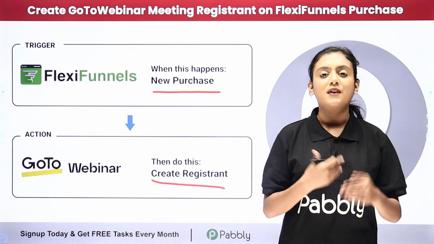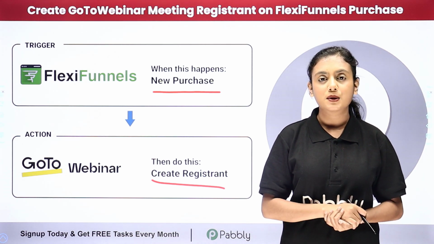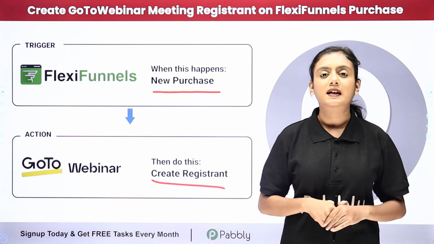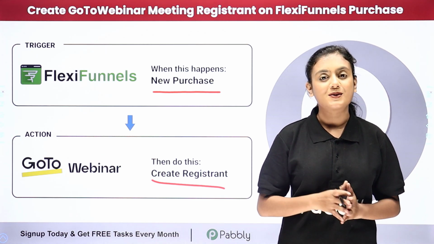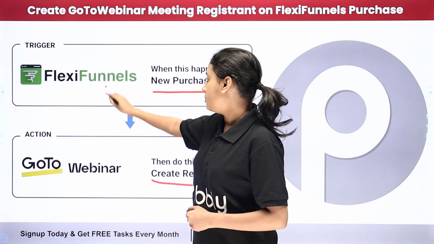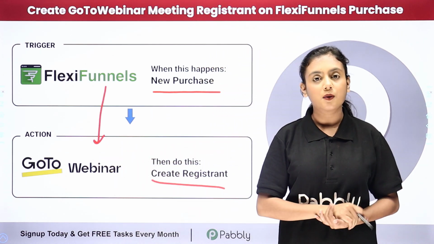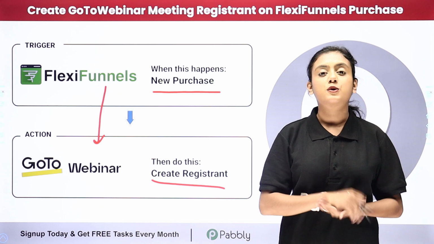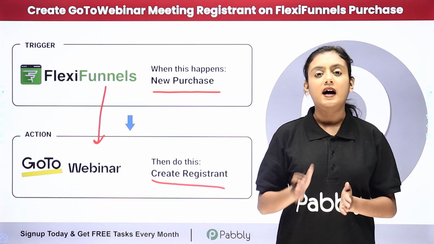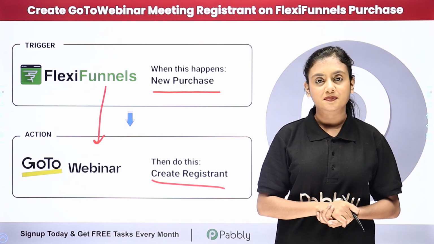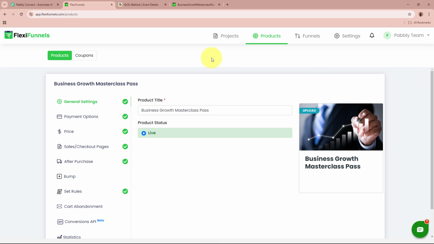So what I've done is I've simply automated this entire process with the help of Pabbly Connect, which is an amazing automation and integration software. And here in this automation, I'm going to build a connection between FlexiFunnels and GoToWebinar with the help of it. So if you also want to learn about this amazing automation process step by step, for that let me take you to my screen. In this video, we're going to learn how to create a GoToWebinar meeting registrant on FlexiFunnels purchase.